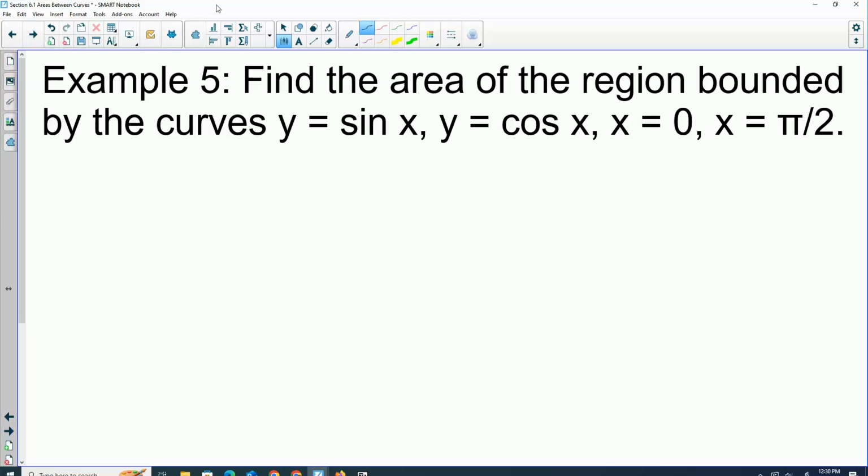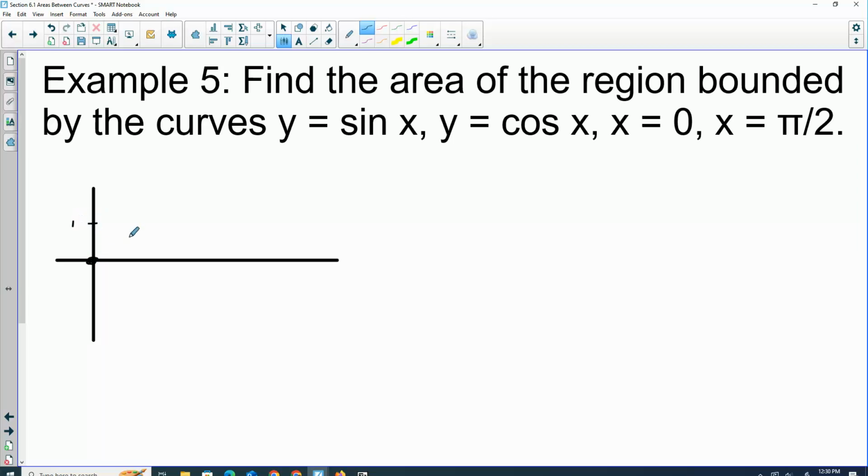So, let's do one. I want the area of the region bounded by the curves y equals sine of x, y equals cosine of x, x equals 0, and x equals pi over 2. I forgot what they were. So sine starts at 0, 0, and cosine starts at 1.